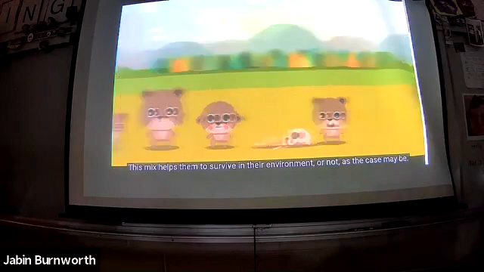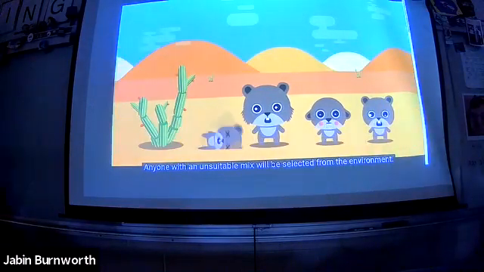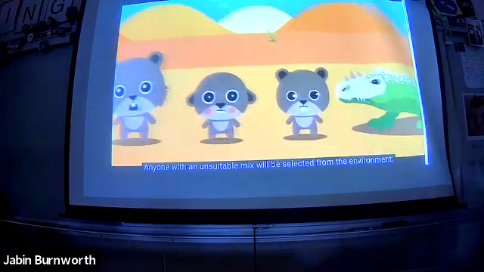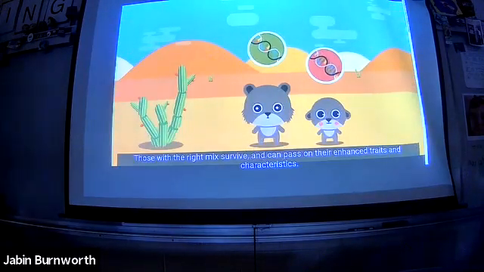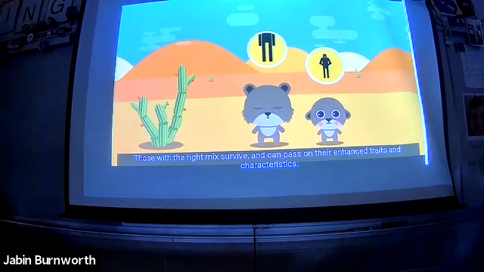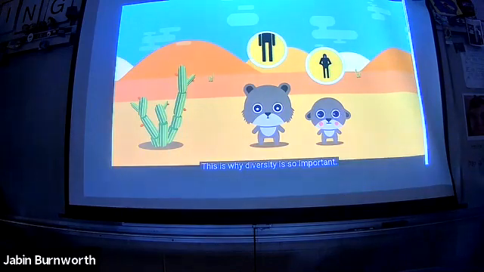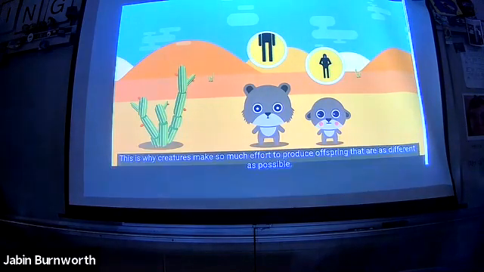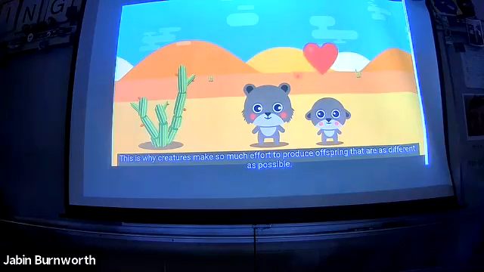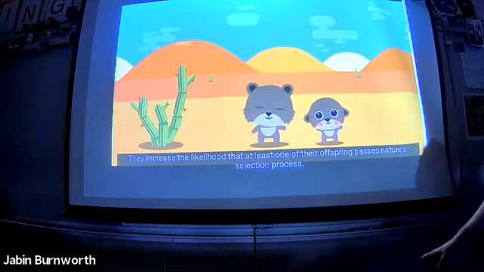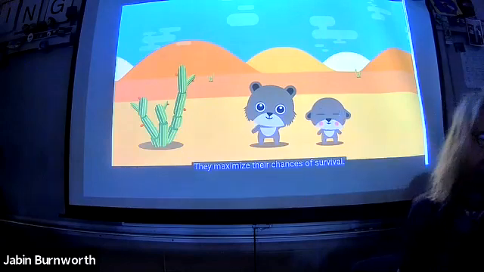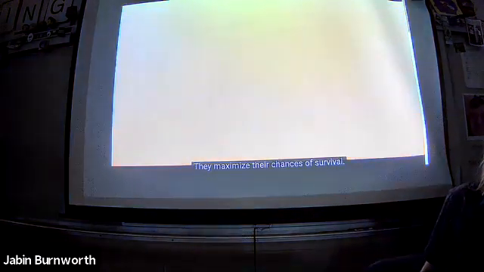Anyone with an unsuitable mix will be selected out of the environment. Those with the right mix survive and can pass on their enhanced traits and characteristics. This is why diversity is so important. This is why creatures make so much effort to produce offspring that are as different as possible. They increase the likelihood that at least one of their offspring passes nature's selection process. They maximize their chances of survival.